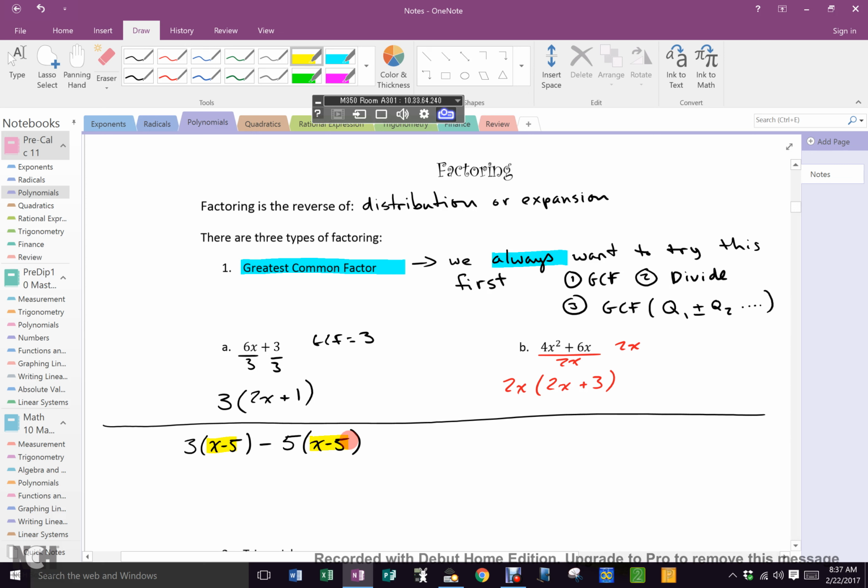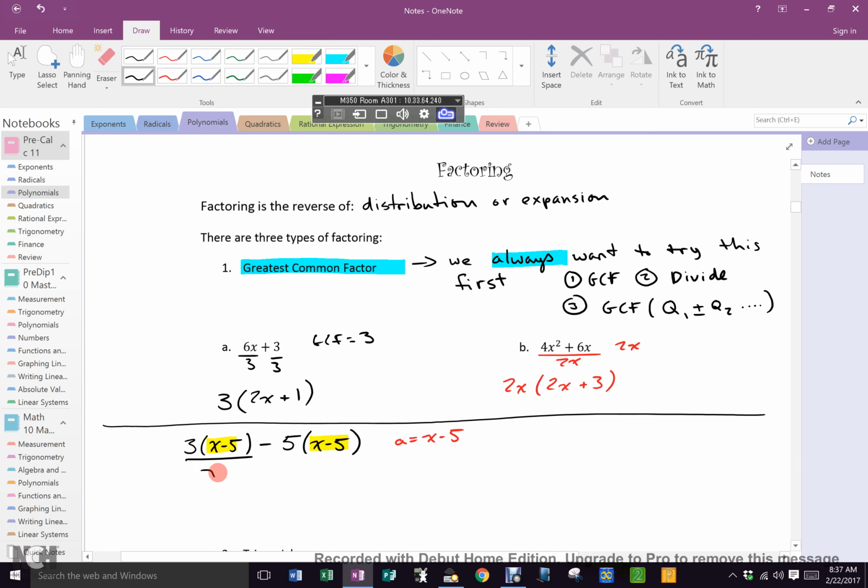So if you don't see that, I'm going to give you a little shortcut that I like to give. I choose another letter. A equals X minus 5. Everybody understand? So this is really 3A minus 5A. Now you can quite easily see that they share a factor. Does everybody understand? So the GCF is X minus 5. Then everything else just goes normally.